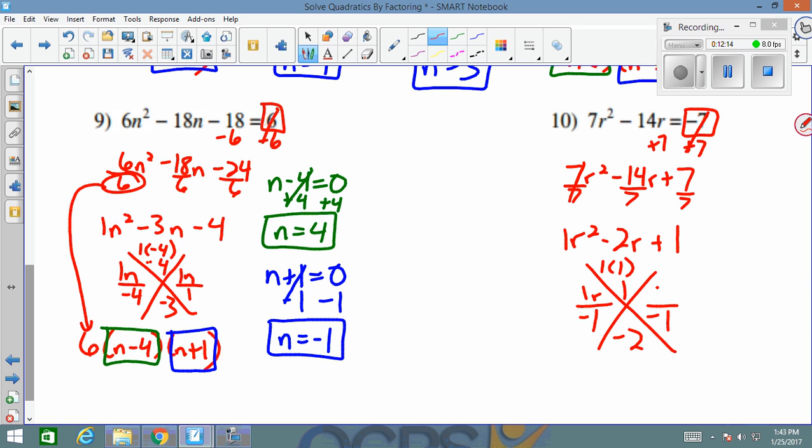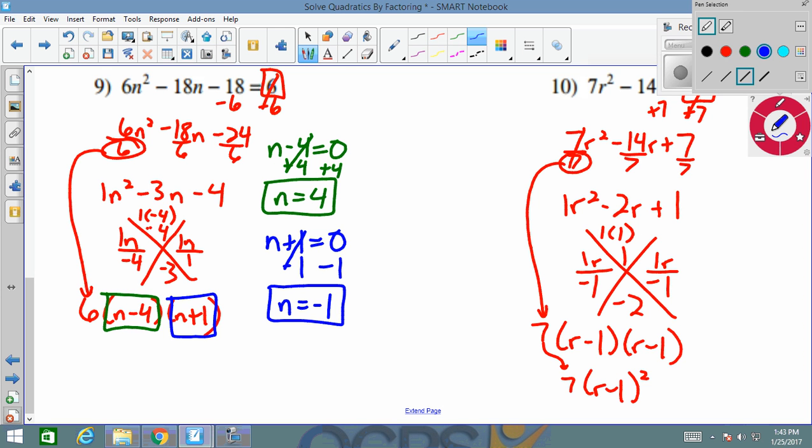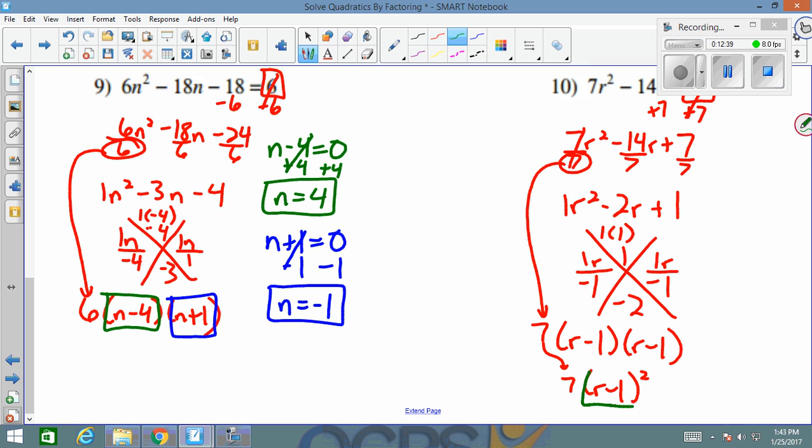1r on top, 1r on top. So we'll have r minus 1 times r minus 1. But since there's two of them, of the exact same thing, you can write it once with a squared. Okay? And remember that the 7 we divided by at the very beginning needs to be written at the top and then be brought down. Okay, again, since there's no letter attached to that, we just take the one parenthesis here, r minus 1, set it equal to 0. We're going to add 1, so r equals 1.